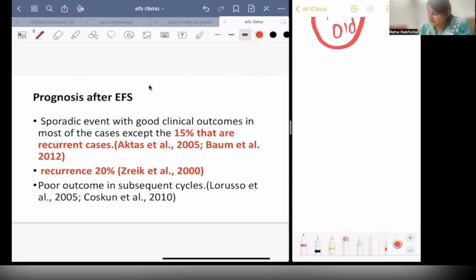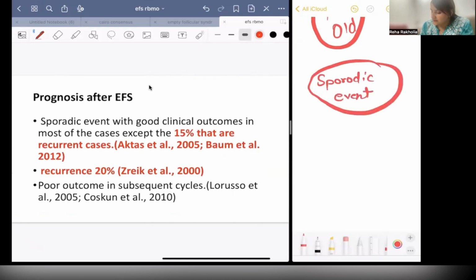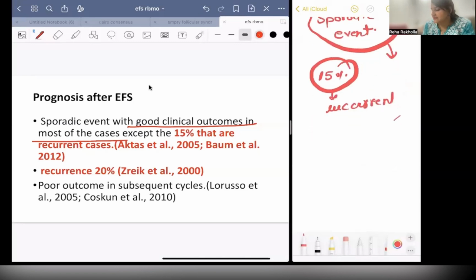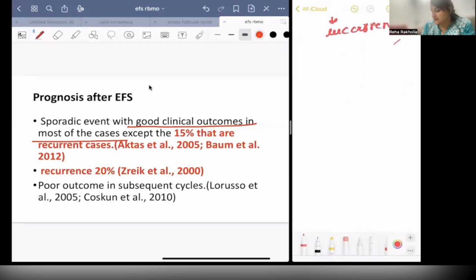Prognosis after EFS. Some studies said that it is a sporadic event with a good clinical outcome in most of the cases, except they said in 15% of the cases it is recurrent. Other than that, it is a sporadic event, meaning in the next cycle there won't be any EFS. And in another study, it was said that 20% is the recurrence rate.